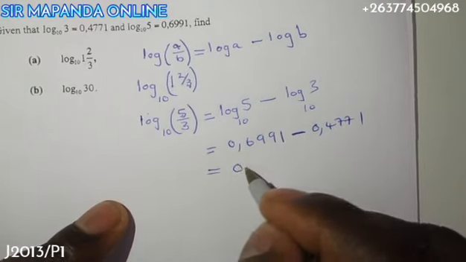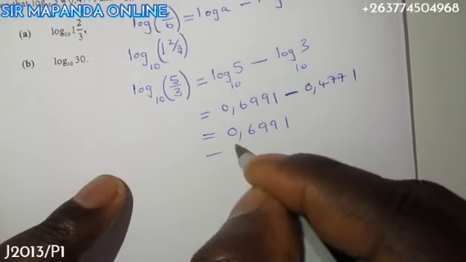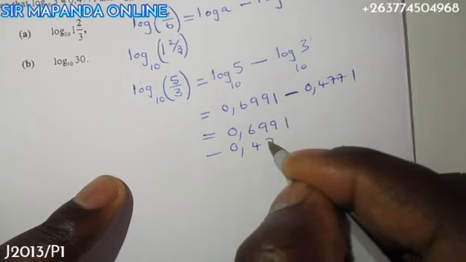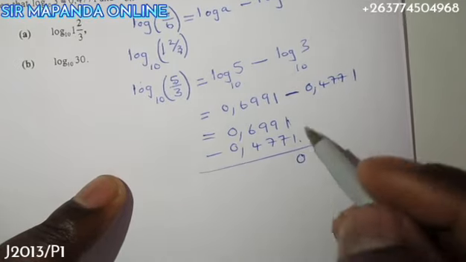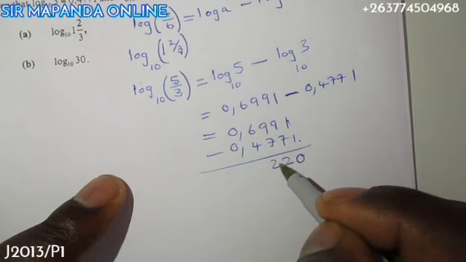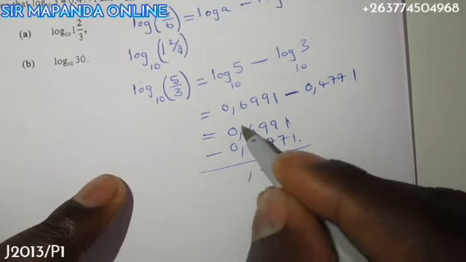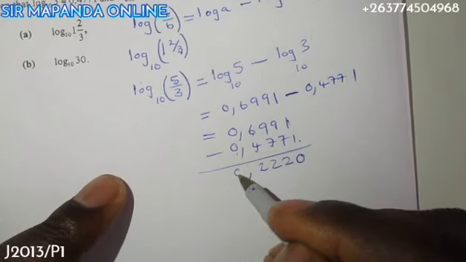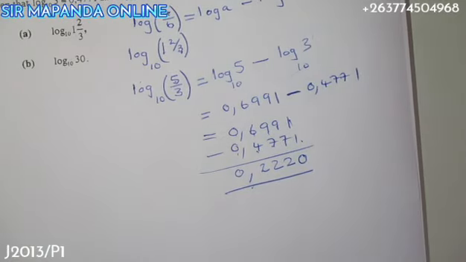So to simplify, you align the commas. 0,6991 minus 0,4771. 1 minus 1, you get 0. 9 minus 7, 2. 9 minus 7, 2. 6 minus 4, 2. Then you put a comma, you align. 0 minus 0 is 0. So your answer is 0,222.